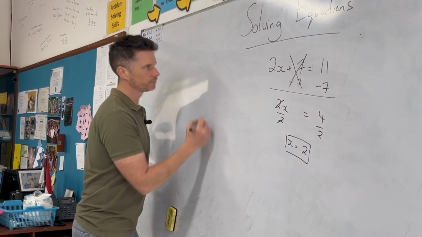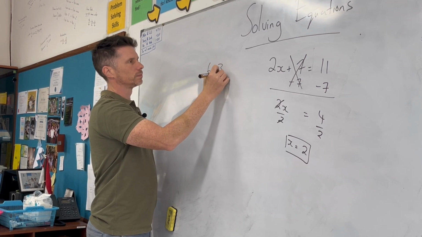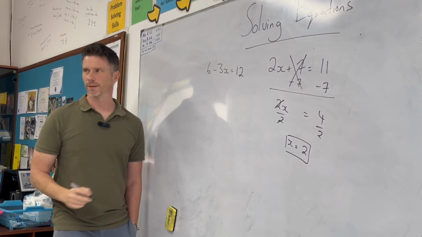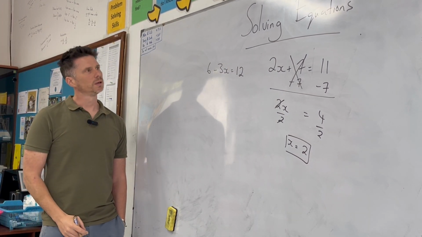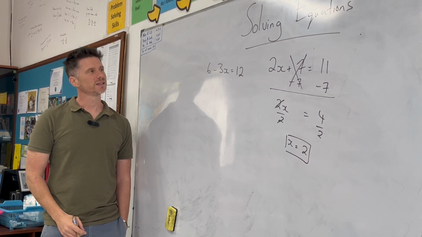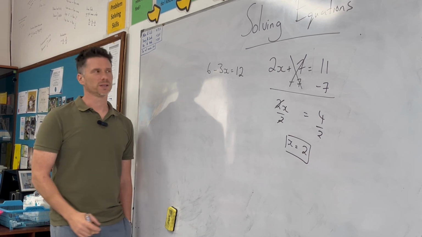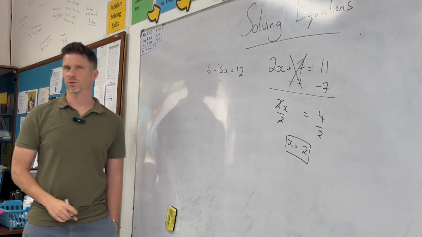Let's do another one. Next question. More difficult. 6 take away 3x is 12. I've got to get rid of this 6 and this 3, so I have an x on its own.